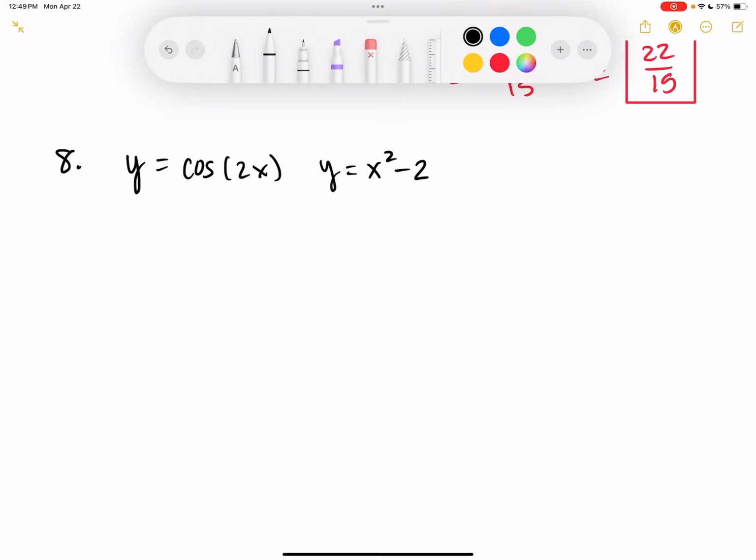Okay, so now, which function is on top? The cosine. Okay, so this is going to be the first one. That's how you determine. This is going to be f of x. Yes, and this is going to be g of x.